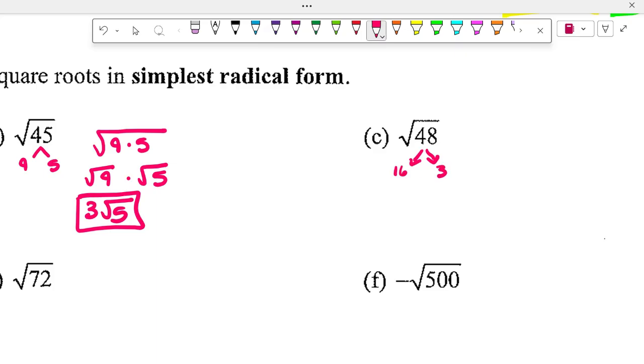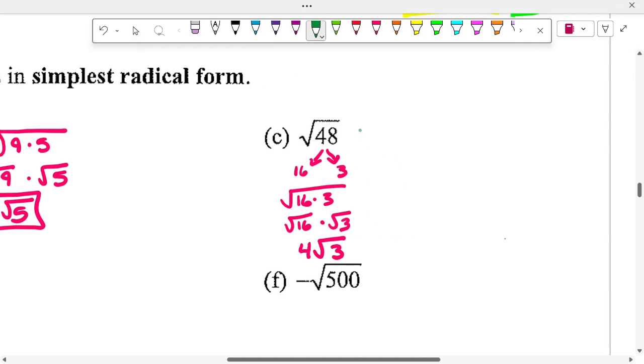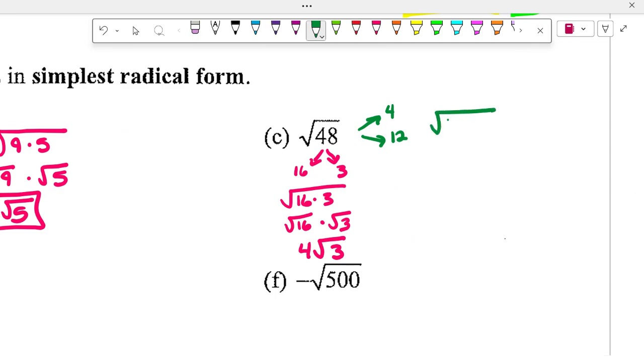So, if we do it right off the bat, 16 and 3. Square root of 16 times 3. So it's square root of 16 times square root of 3. What's my answer? 4 square root of 3. Now, let's try it this way, but with 4 and 12. So I have the square root of 4 times 12. Square root of 4 times the square root of 12. What's the square root of 4? 2. But does 12 still contain a perfect square factor? Yep. So we've got to do it again.